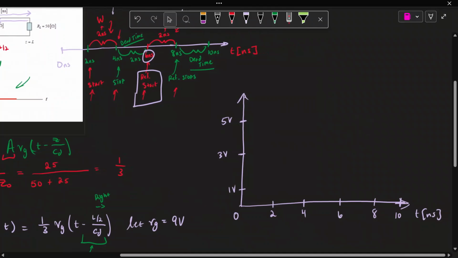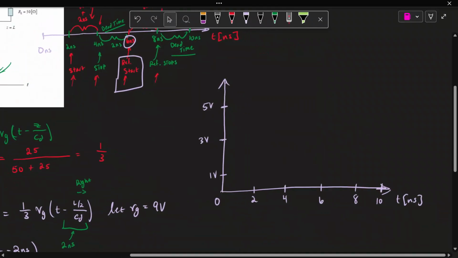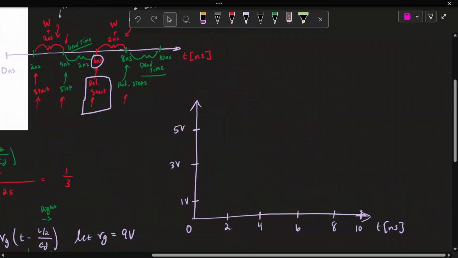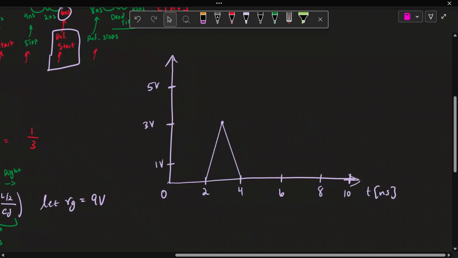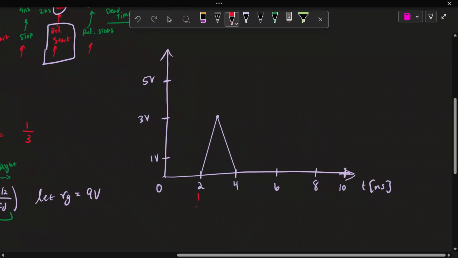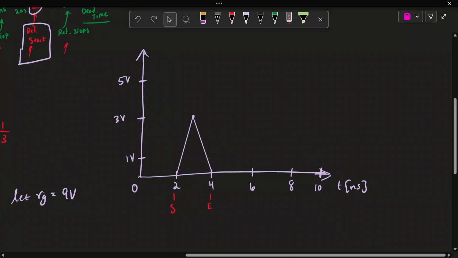So let's start drawing this. We have a width of 2, and we go up to 3 volts. So the midpoint should be at 3 volts, and we can draw it out here. And there we go, we have our first little plot. Now, again, this is the start, and this is the end. S and E I'll write, and in between is the width.